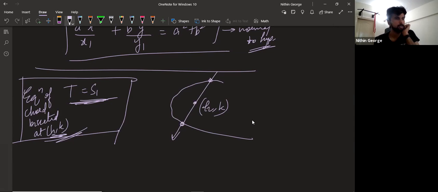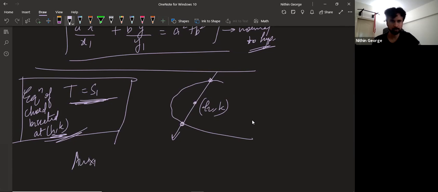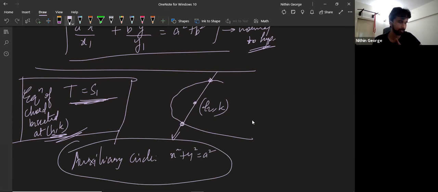Okay, so yeah, that's about it for today's class. You guys understood the director circle, parametric form, chord of contact. All right. Any doubts here till now? No, sir. So then I'll tell you the last thing. Auxiliary circle. The circle that goes through the vertices. That'll be x square plus y square equal to a square. Just remember this. Auxiliary circle.